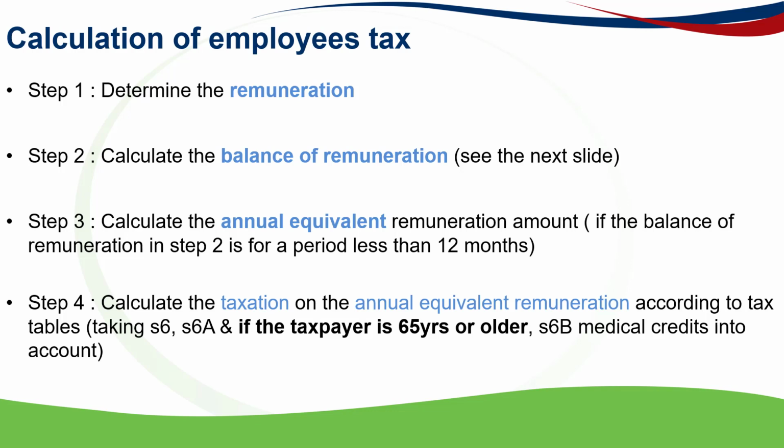So when you take into account your rebates, your Section 6A or your medical credits, you will only consider the 6B, your additional medical expenditure credit, if the taxpayer that you are calculating the employee's tax for is 65 years or older. If they are younger than 65 years, you will only consider your Section 6, that is your primary rebate, as well as your Section 6A medical credits only. That is if the taxpayer is younger than 65 years.